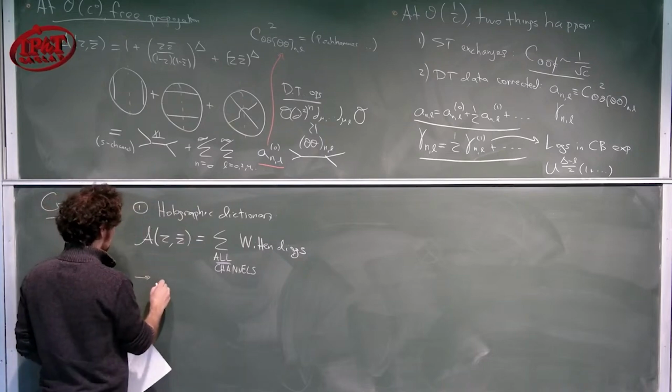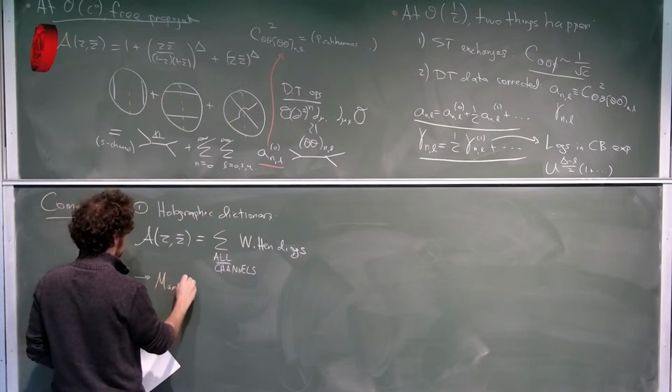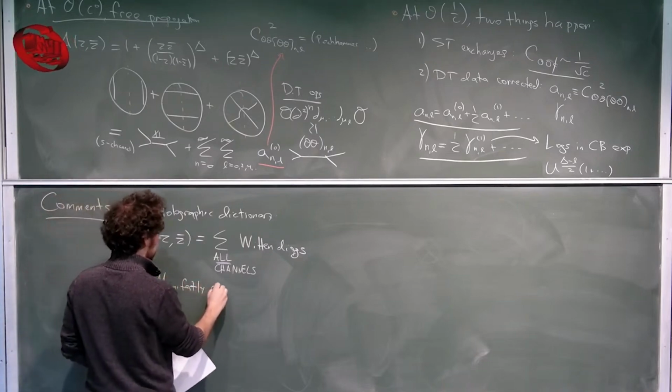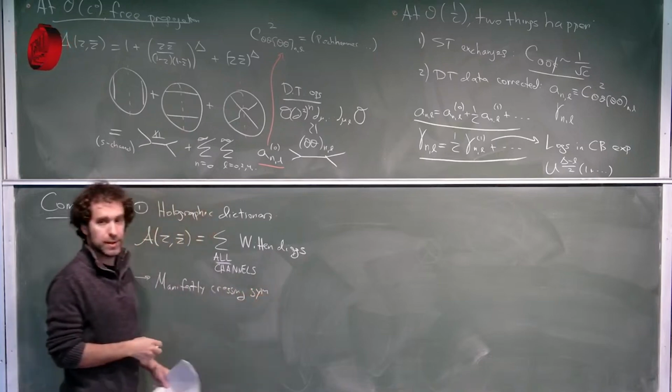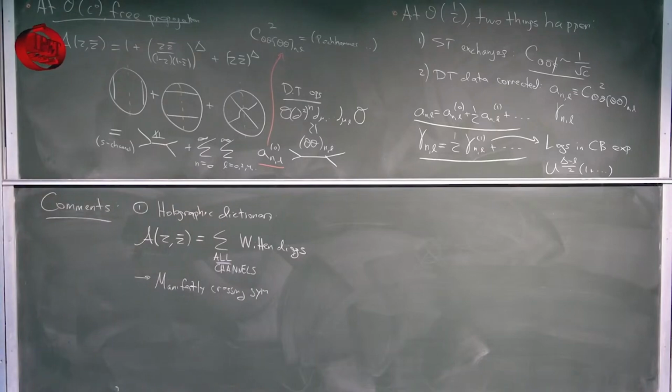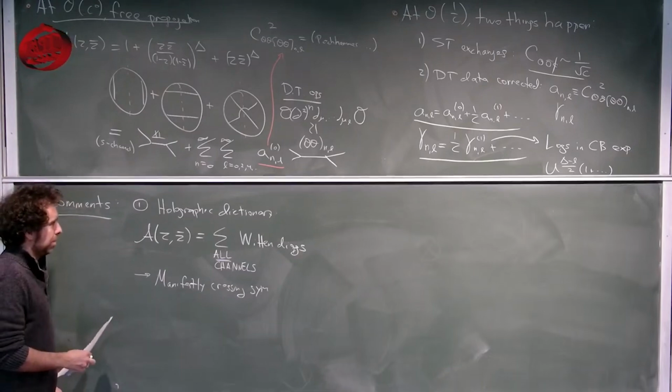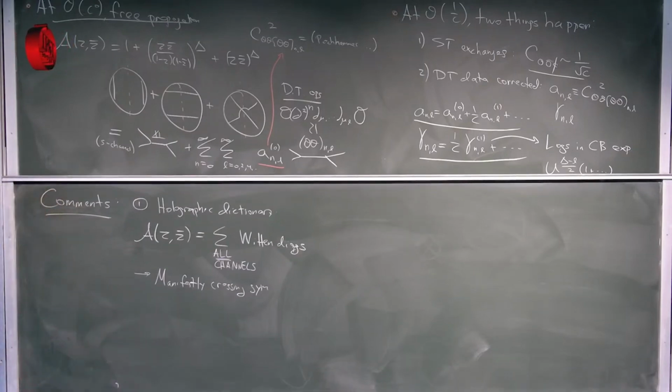So this means that this is manifestly crossing symmetric. This is, I think, a magical thing about holography, and I would say we don't fully understand it. It's the diagram of crossing symmetry. An individual one's not, but if you add them all up, then yes.